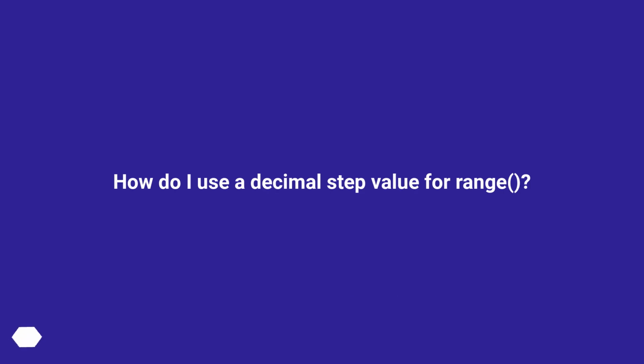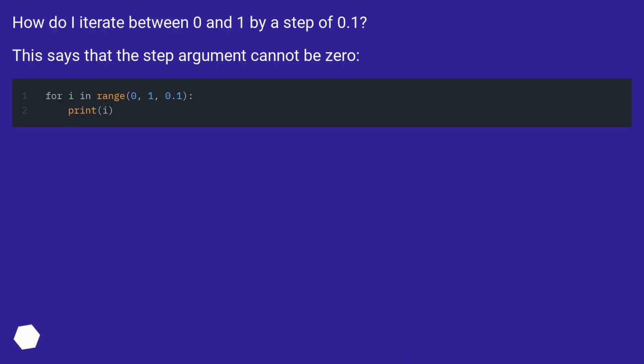How do I use a decimal step value for range? How do I iterate between 0 and 1 by a step of 0.1? This says that the step argument cannot be 0.